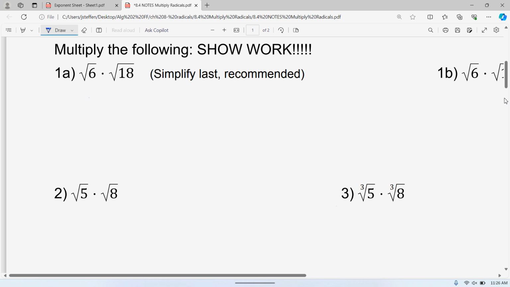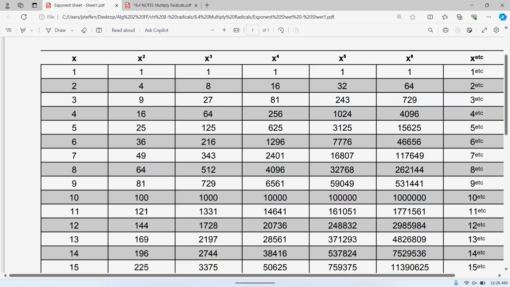Now, there are positives to that. We'll talk about it in a second. But I personally would recommend just multiply first. Don't worry about simplifying. 6 times 18, we just said, was 108. And now we can reduce that. So go over to your exponent sheet.